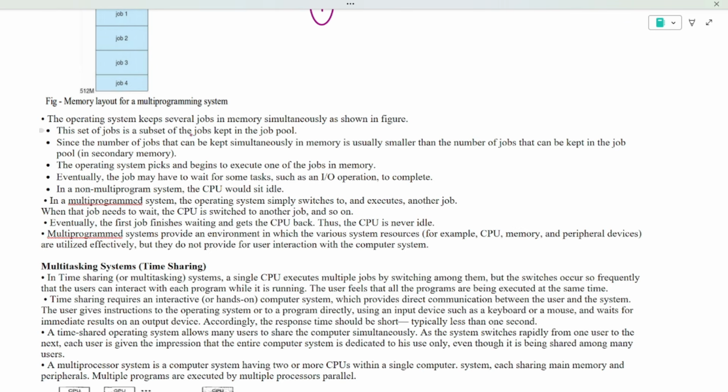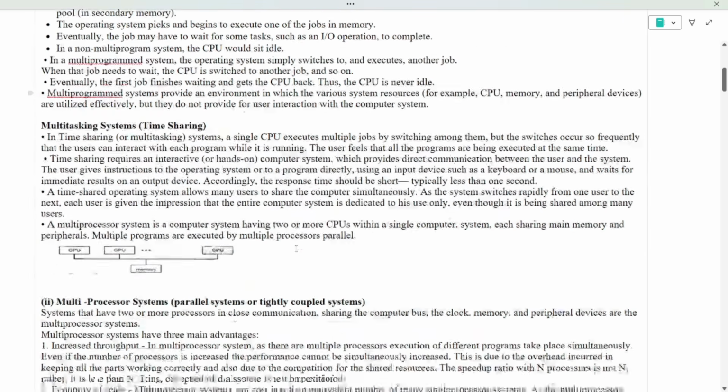Next, the operating system and several jobs are shown in the figure. Now the set of jobs is a subset of the jobs in the job pool. If you have one job pool, these jobs are a subset of it. Since the number of jobs that can be kept simultaneously in memory is usually smaller than the number in the job pool, which is secondary memory, eventually a job has to wait for input output, and the CPU would sit idle if it were non multiprogrammed. Multi means many programs. That is the basic idea here.